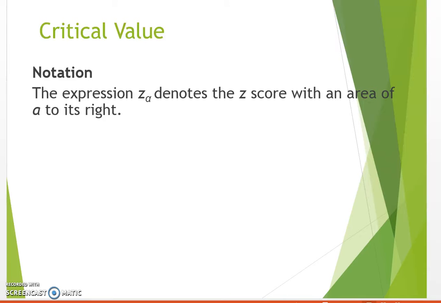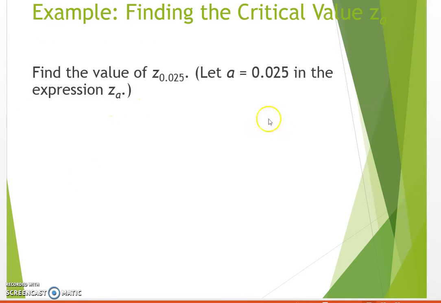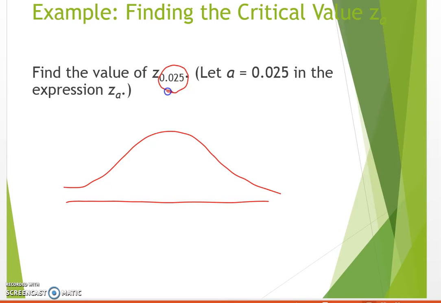Next, let's do an example of z. For z of alpha, as we have emphasized, the alpha area is to the right. So if we want to find the value of z0.025, let's sketch a normal curve. The small area 0.025 is to the right of z. It's a very small area, and z is definitely going to be positive, and probably going to be close to 3.